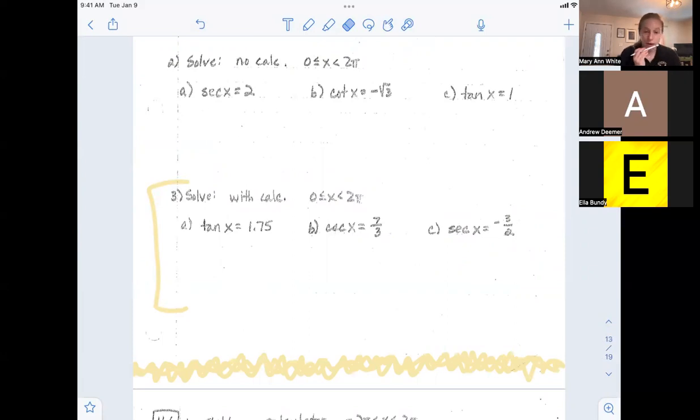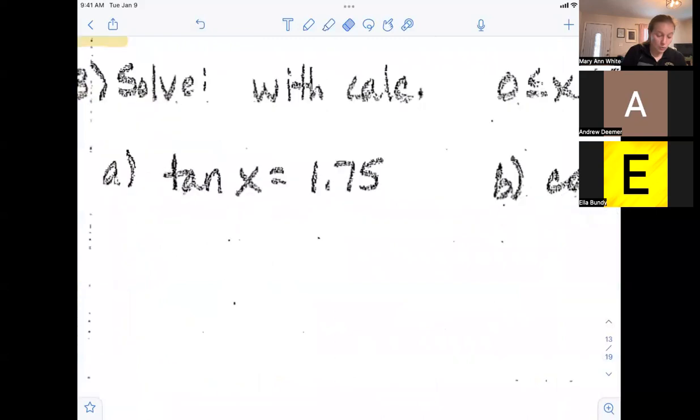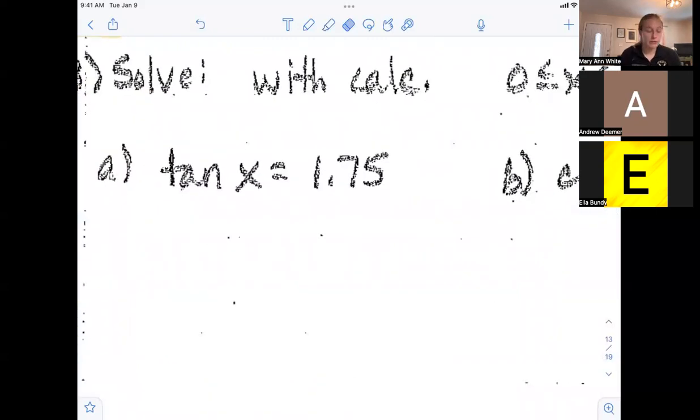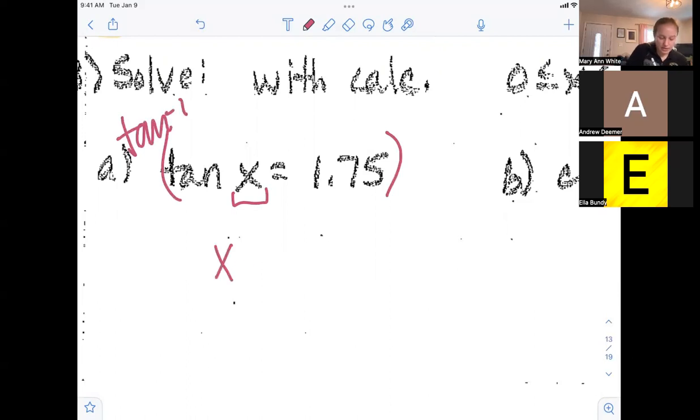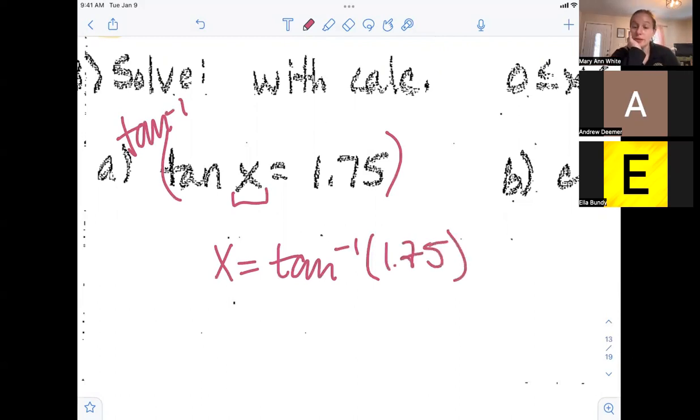It says solve with the calculator. All we're going to do is use the inverse trig functions in order to solve. Just like in our word problems the other day, in order to get the angle by itself, we want to do inverse of tangent to get rid of that. So x is going to equal tan to the -1 of 1.75. And we can just put that right in the calculator.